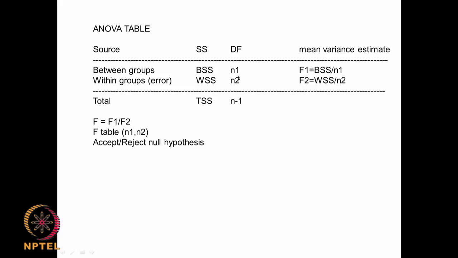Now, if I want to calculate my mean squares, what do I do? BSS divided by n1 and WSS divided by n2 will give you the mean squares for these two. Now, this is error, this is variance between, so F1 by F2 will give me the F ratio. Then from the F table for n1 and n2 degrees of freedom, I see whether the F calculated is greater than F table or less than. If calculated is less, obviously there is no reason for you to reject the null hypothesis. If F calculated is greater, then there is a reason for you to reject the null hypothesis.